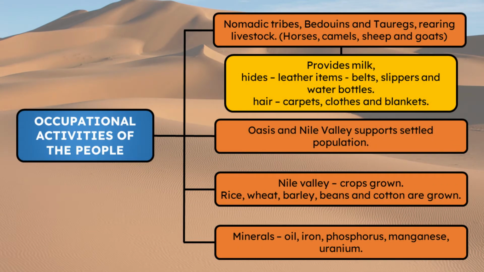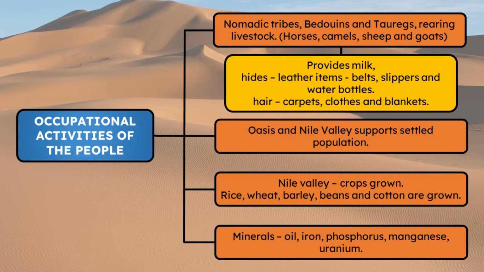And these are the occupational activities of the people of Sahara Desert. Mostly the people of Sahara Desert are nomadic tribes. That is, they don't settle in a place, they move from one place to another. And the two most important tribes of the Sahara Desert are Bedouins and Tuaregs. Listen carefully: Bedouins and Tuaregs.